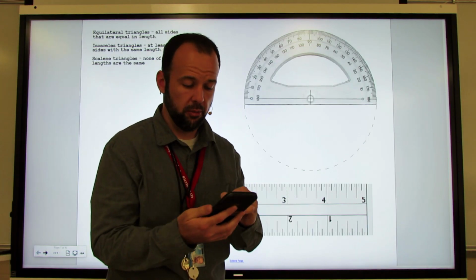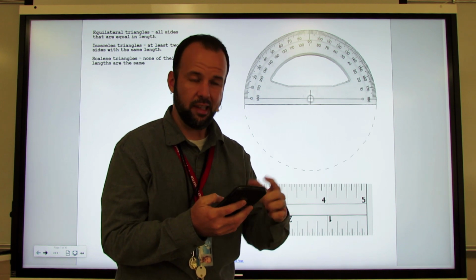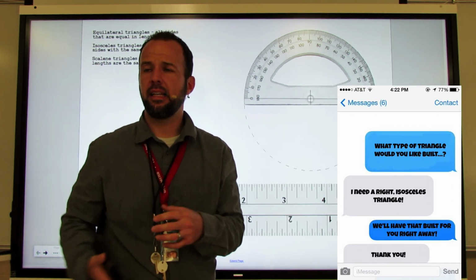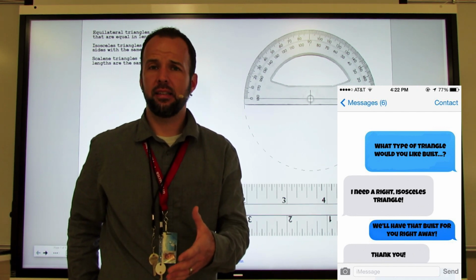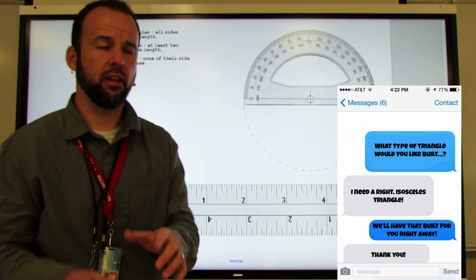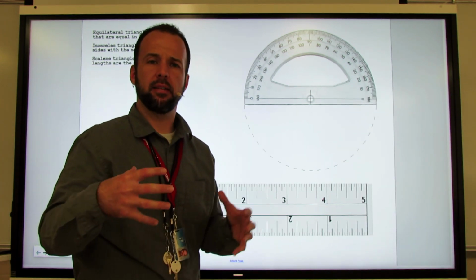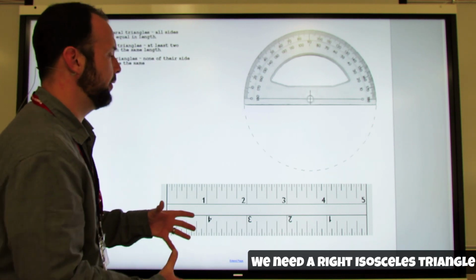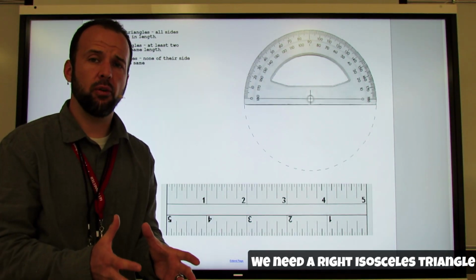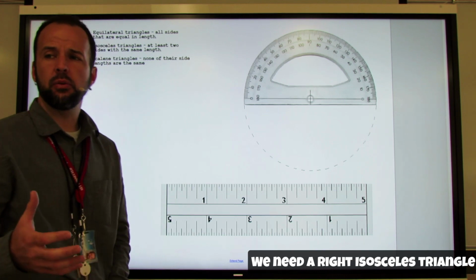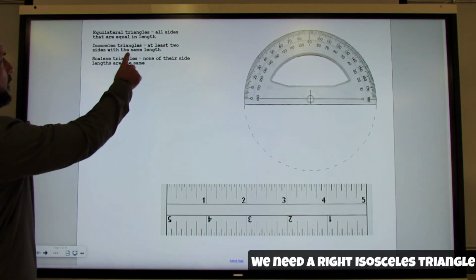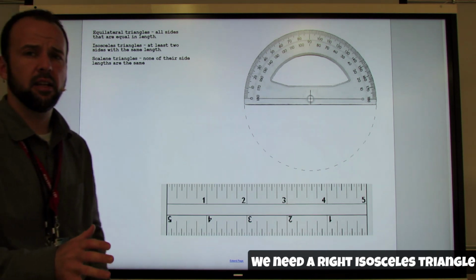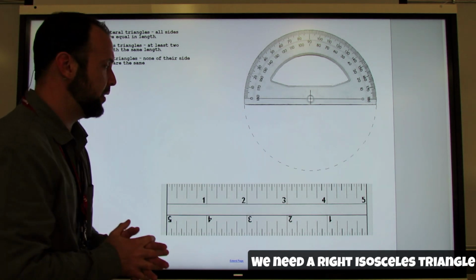Man, never a dull moment here at Mr. Walker's construction company, and it looks like I have an order coming in already. So let's take a look at this one. This order is telling me they need a right isosceles triangle. Now, if we think back into our memory banks a little bit, I know a right triangle is going to have a right angle in it, right? So I know I'm going to have a 90-degree right angle in this triangle somewhere. But it also needs to be isosceles. And if we look up here at our definitions, an isosceles triangle has at least two sides with the same length. Two sides have to have the same length.